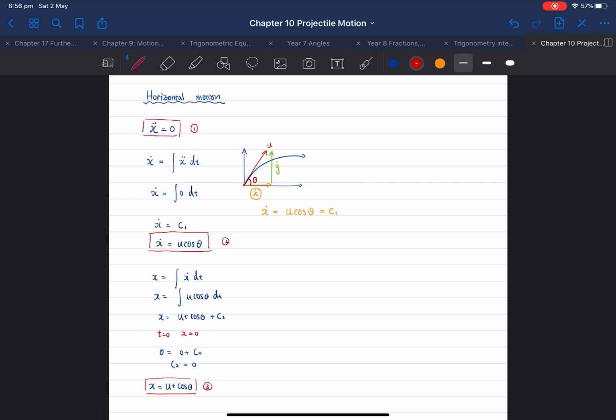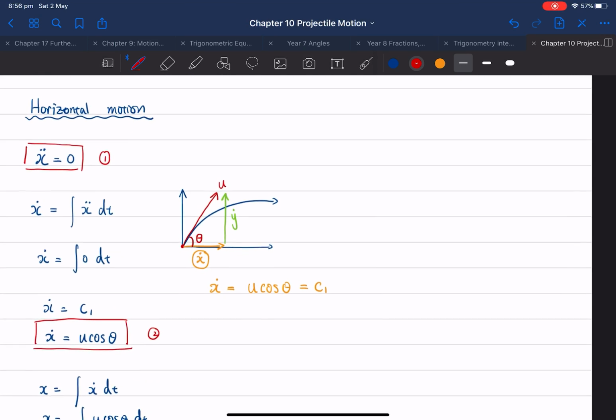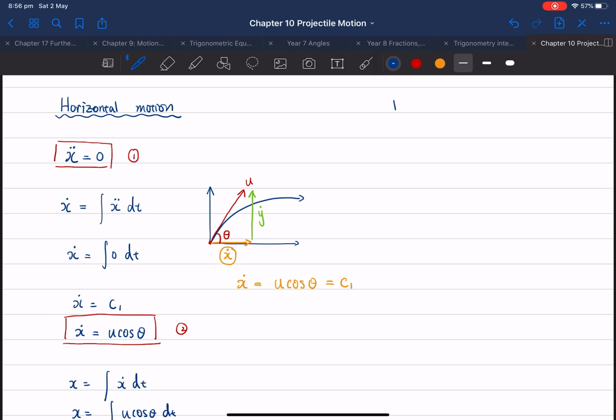All right, now let's move on to the vertical motion. I'm just going to do the vertical motion on this side. So for the vertical component of the motion, the first thing is we're starting from y double dot again. What is y double dot? It is the vertical change in velocity, the acceleration. And we know that the vertical acceleration is due to gravity. So y double dot is minus g.